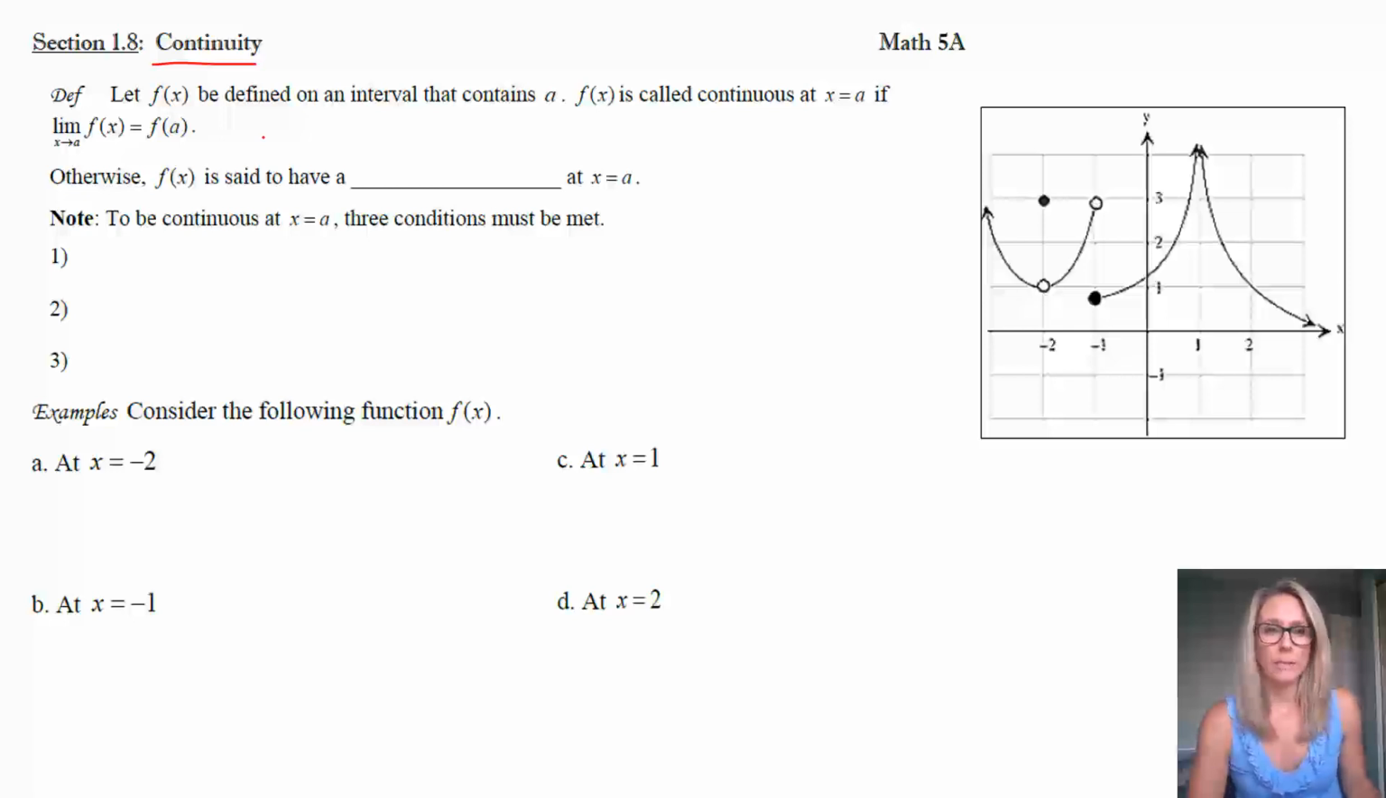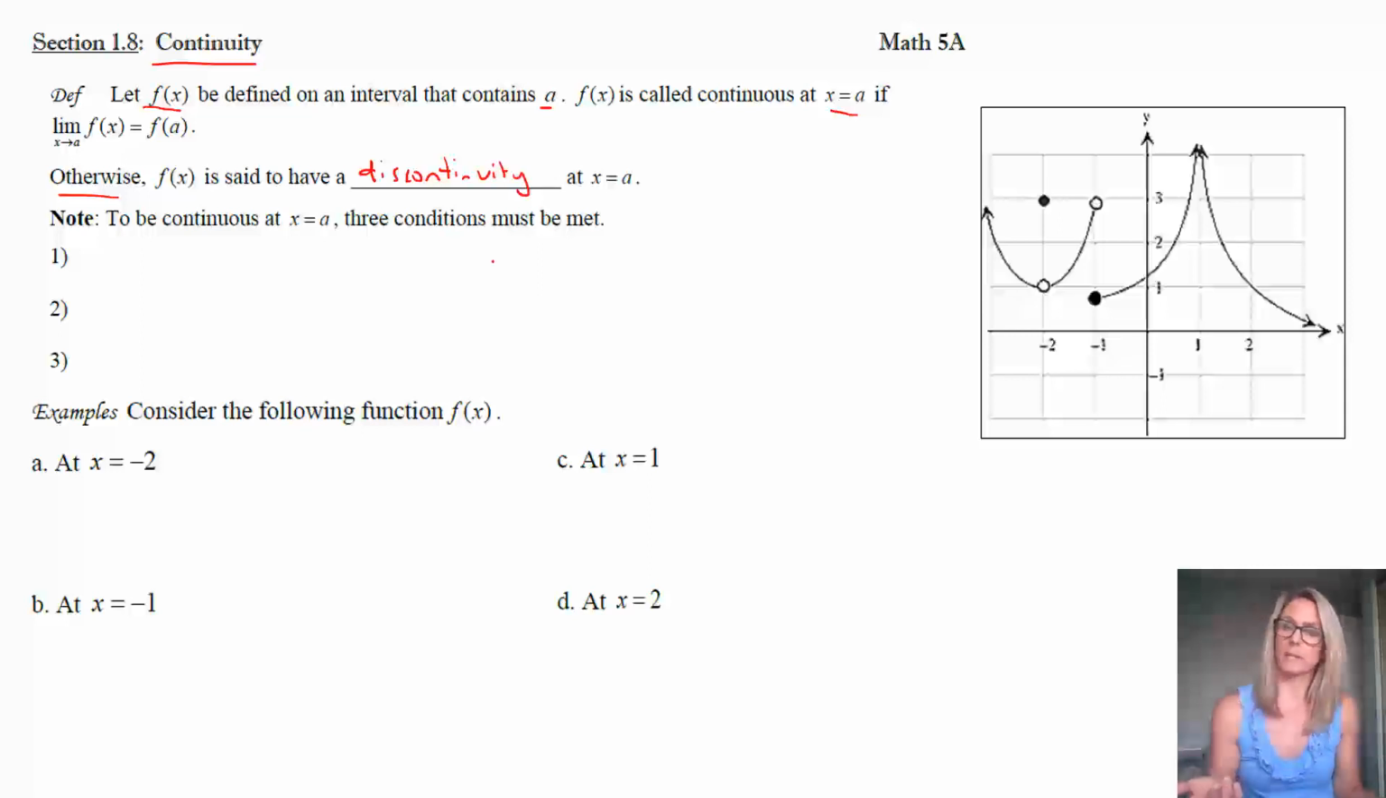The definition of continuity is, let's say we have a function and it's defined on some interval, and that interval contains the x value a. F of x is called continuous at that value if the limit as x approaches a of the function is f of a. Otherwise, your function is said to have a discontinuity at x equals a. So either it's continuous or it's discontinuous at a value.